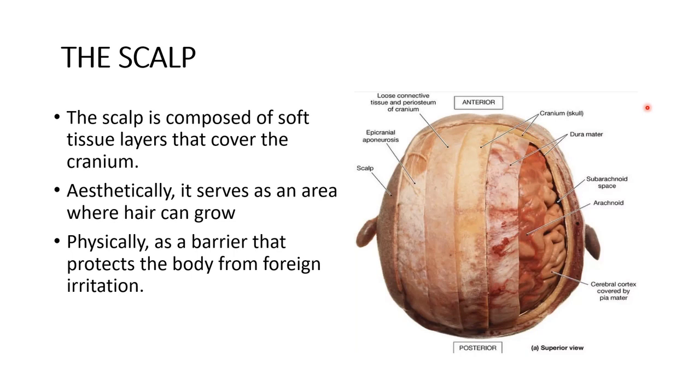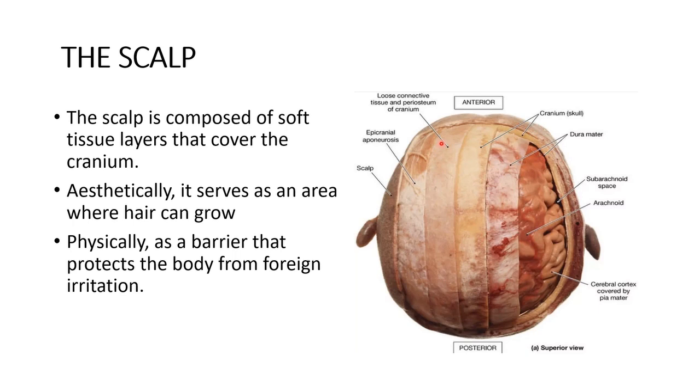The scalp is layers of soft tissues that cover the cranial vault. The scalp is an anatomical region that is bordered anteriorly by the face, laterally by the ear, and posteriorly by the neck.